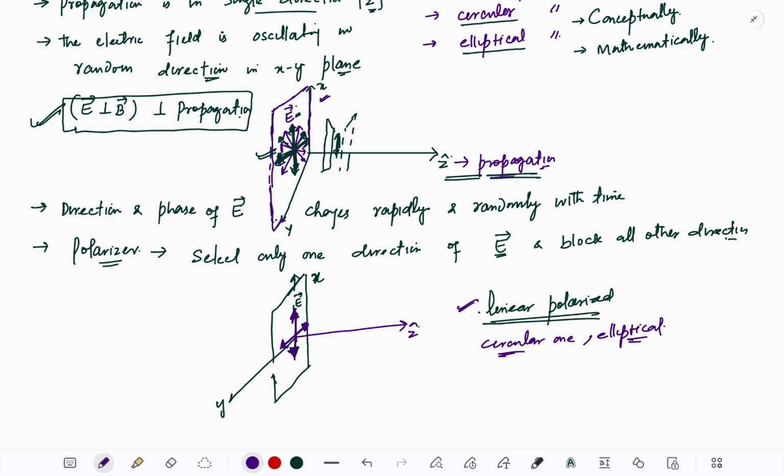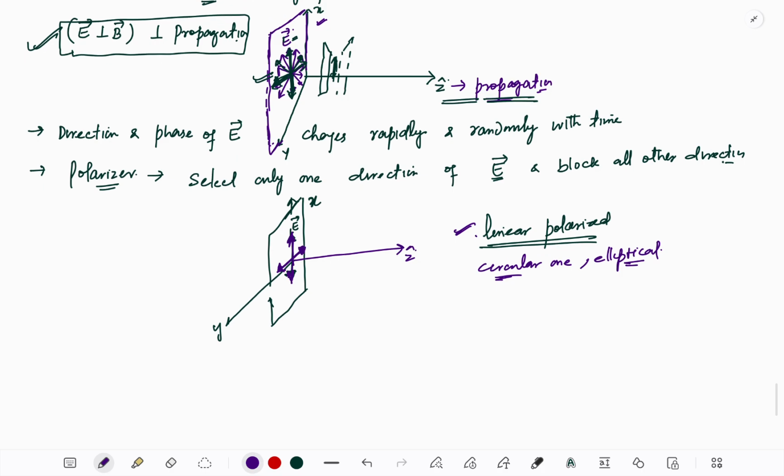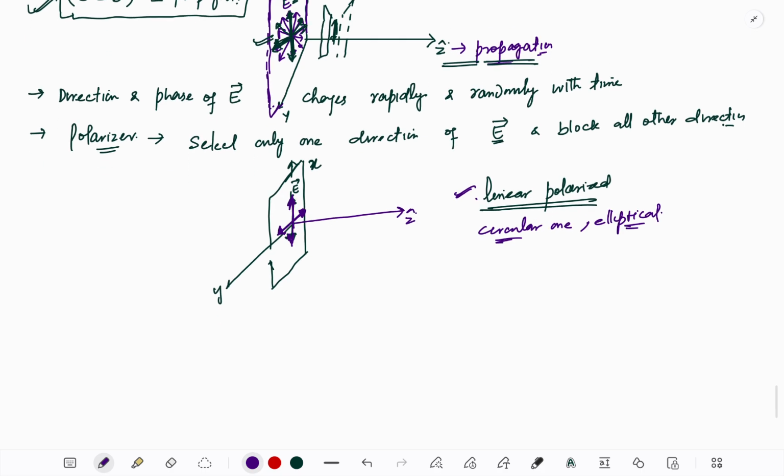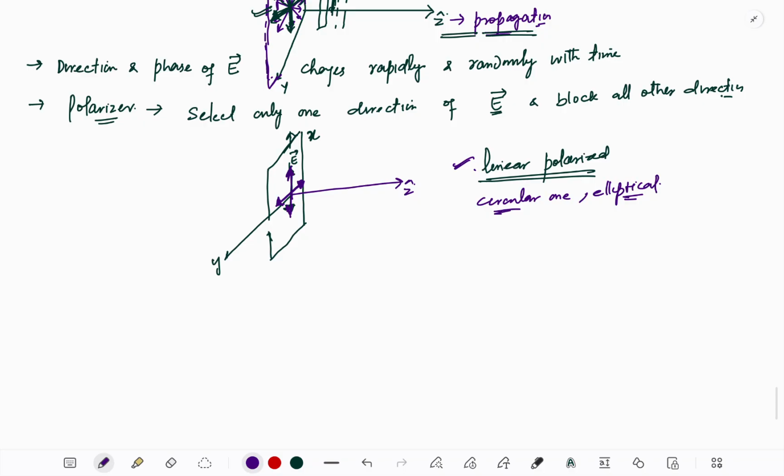Let me tell you from the beginning that it is the electric field that decides whether the given light is linearly, circularly, or elliptically polarized. Now we'll explain them one by one in detail, how to identify and how to say whether the given light is linear, circular, or elliptical. So let's go directly to linear polarization.